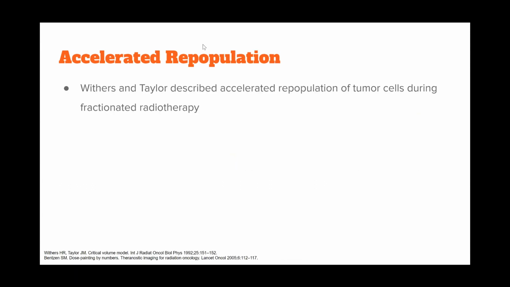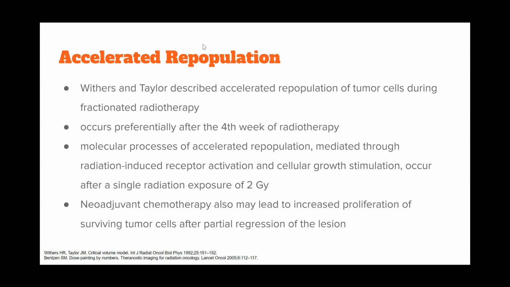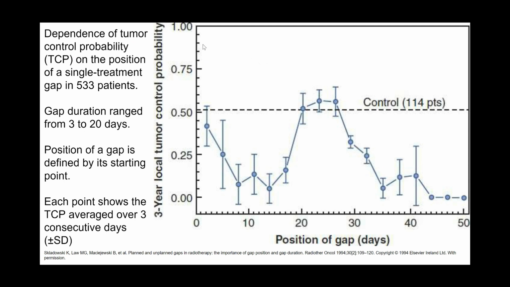Withers and Taylor first described accelerated repopulation of tumor cells during fractionated radiation therapy. They said that it occurs preferentially after the fourth week, but the molecular process basically starts after the first radiation exposure, or in patients where chemo has been given. It starts after giving chemotherapy. Neoadjuvant chemotherapy can lead to increased proliferation.